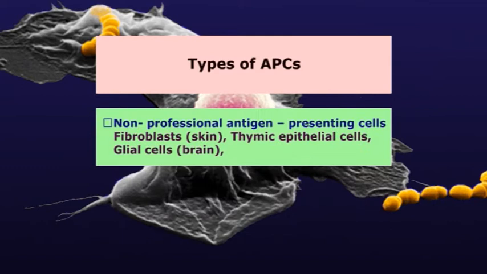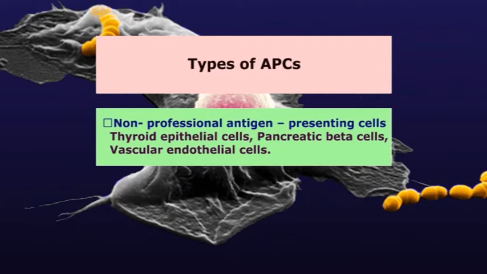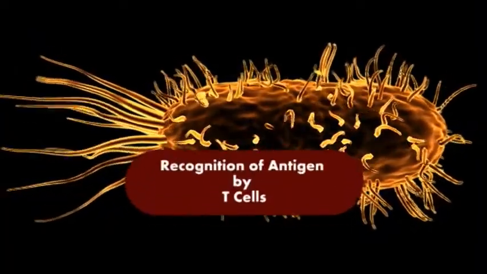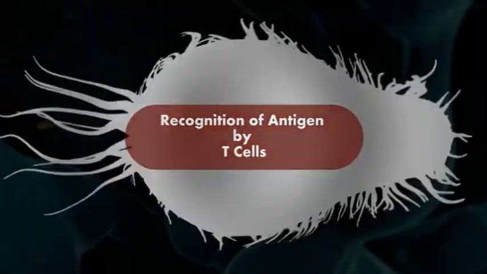Non-professional antigen presenting cells include fibroblasts, skin, thymic epithelial cells, glial cells from brain, thyroid epithelial cells, pancreatic beta cells, vascular endothelial cells. Now let us see how antigen is recognized by T cells.